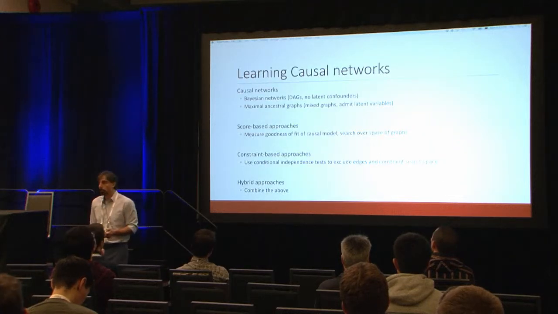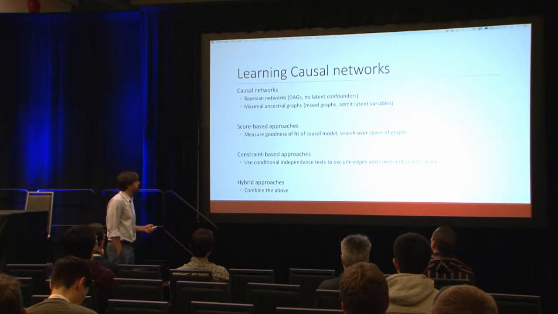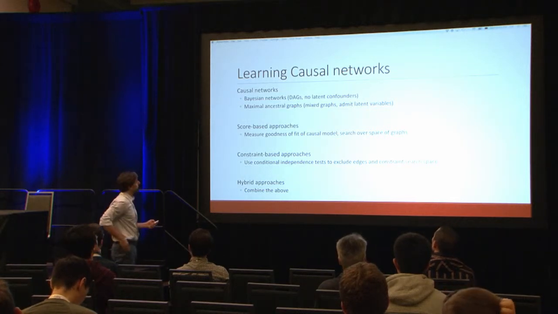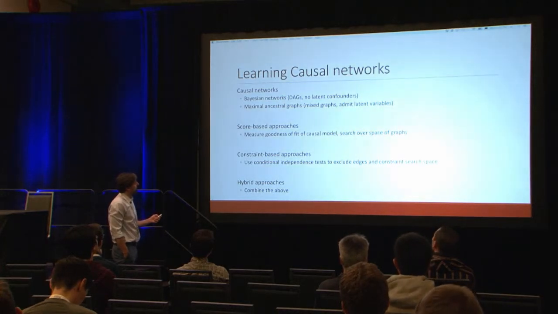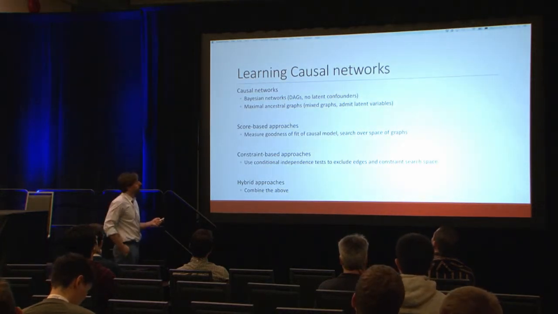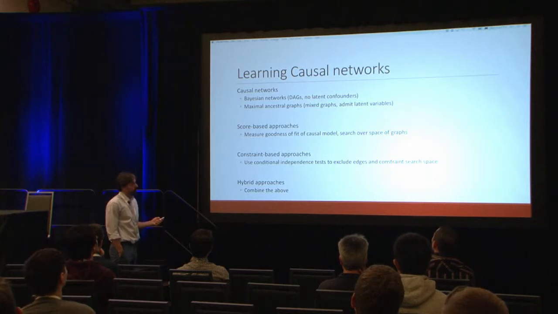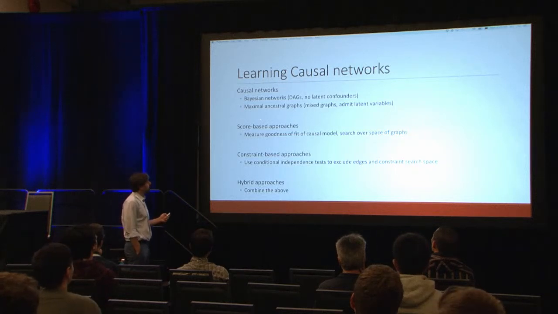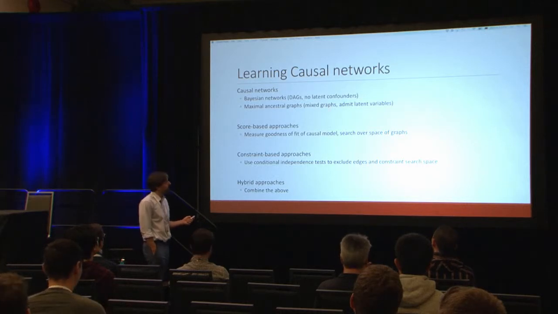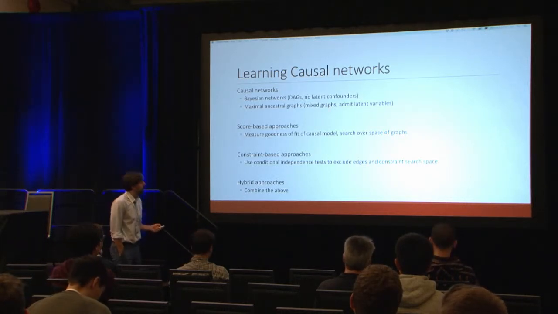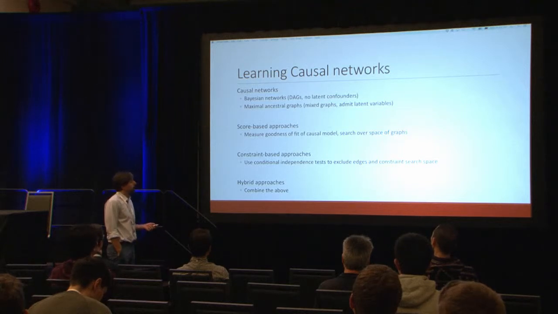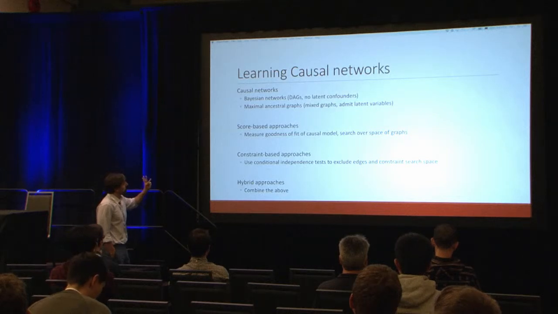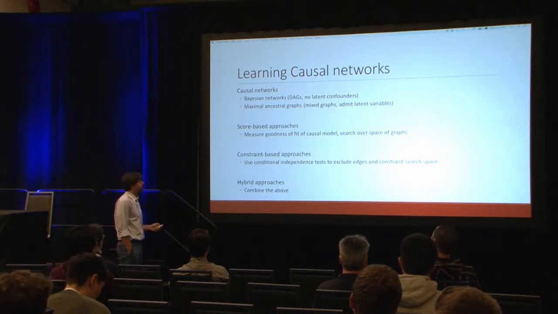Now, the types of causal models that we're going to try to reconstruct could range from simple ones like Bayesian networks that don't admit cycles and do not admit latent confounding variables. But there are also other types of graphs like maximal ancestral graphs that are mixed graphs and admit latent variables. The theory is much more complicated and sometimes the algorithms too. For both of these causal models, there are three basic approaches.